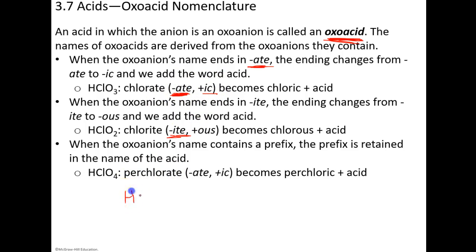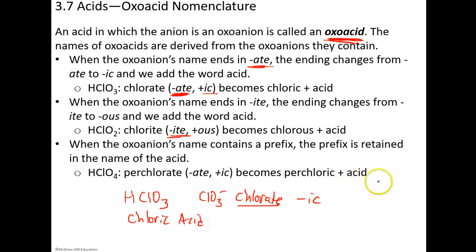So for example, let's say HClO3. The ClO3 minus ion is chlorate. It's an ate, so I use ic. So this is called chloric acid. Remember the binary is hydrochloric acid. Don't confuse chloric acid with hydrochloric acid.